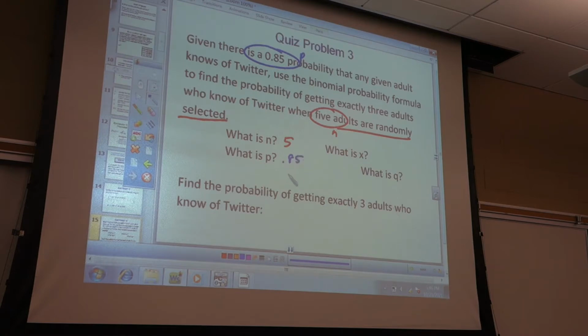If my little p is 0.85, what's my little q? 1 minus that, exactly, 0.15. And then, when you're trying to find the probability of getting exactly 3 adults, that's your x. The probability of getting exactly, or the probability of getting 3 or more, something like that. The probability of, that's the x. So my x is 3.